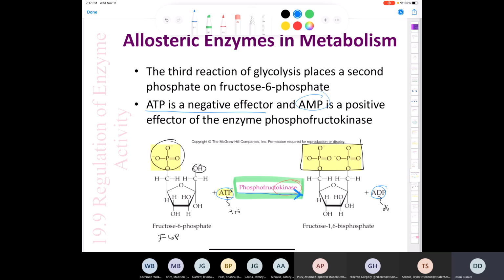Whereas AMP, which is a derivative of ADP, if I need to metabolize more sugar, what AMP is going to do is act as a positive effector, and it's going to cause this reaction to speed up. Okay, so positive allosterism by AMP, which again is a derivative of ADP.